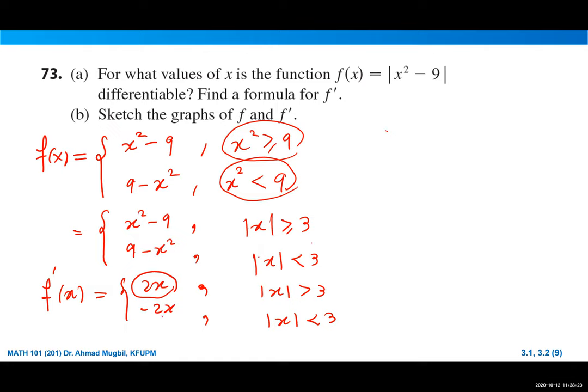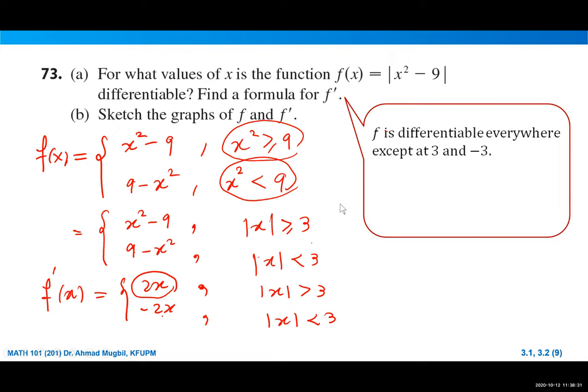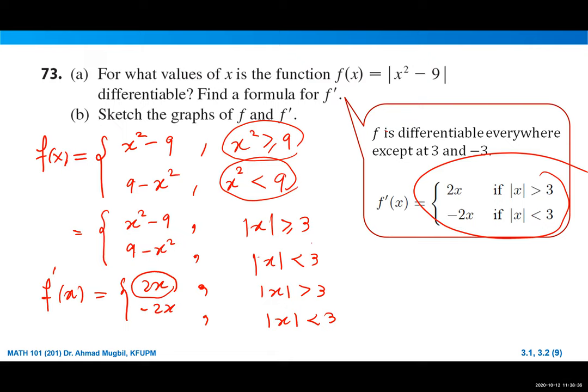So it is not differentiable at 3. Also, it will not be differentiable at negative 3 for the same reason. So now this function, this is the formula for the derivative. I did find it. So the function is not differentiable at 3 and negative 3, and this is the formula. So we will not write here or equals because they cannot be.